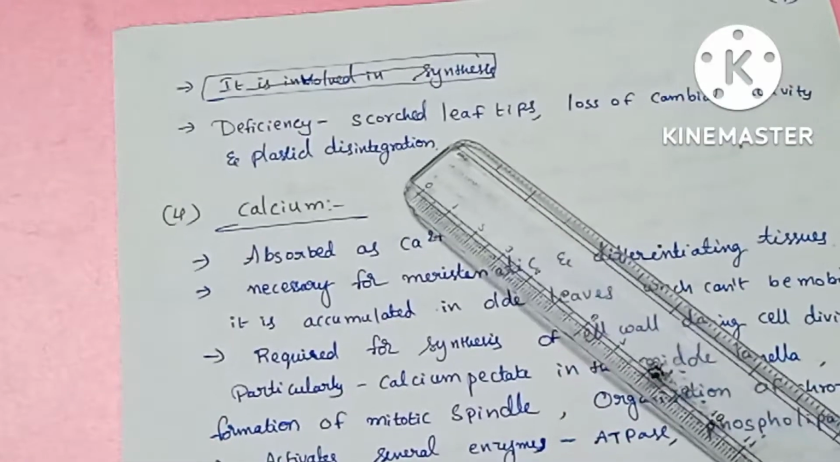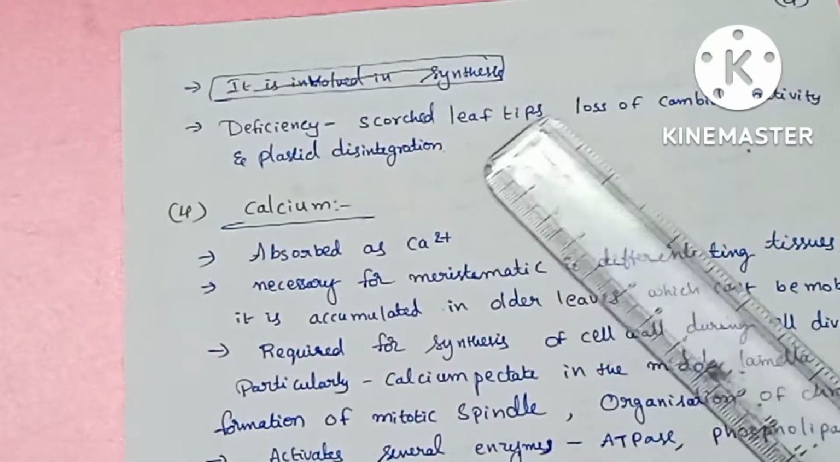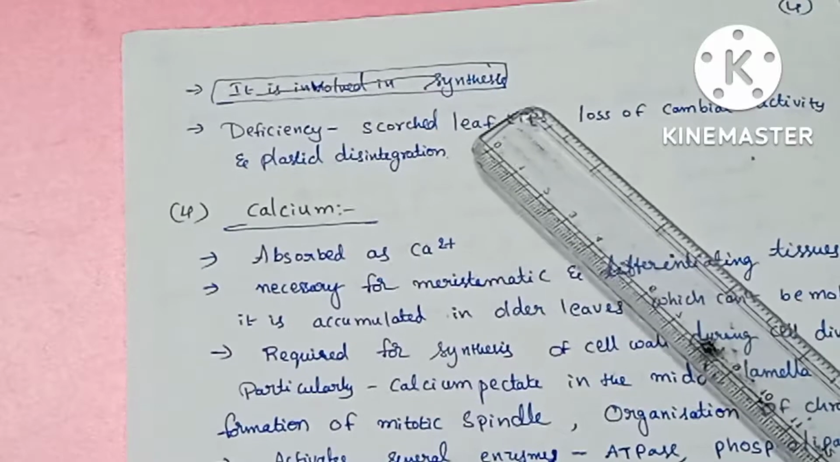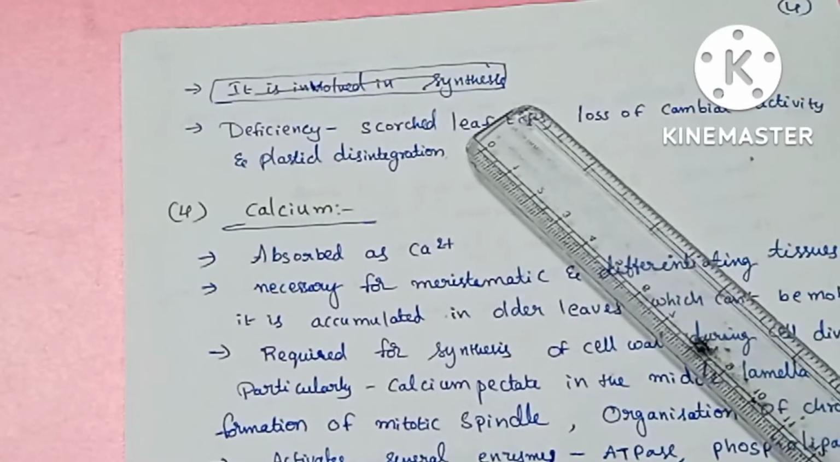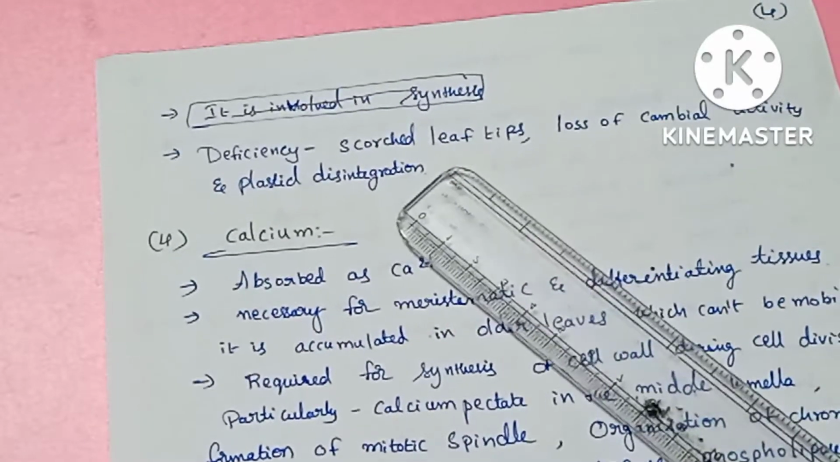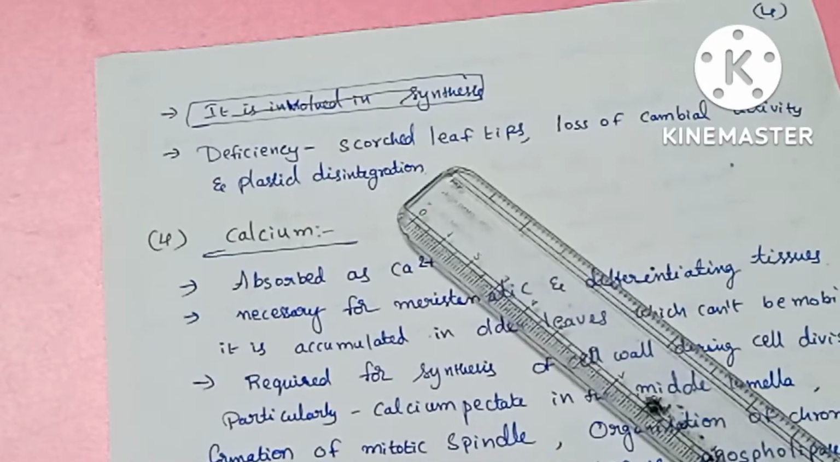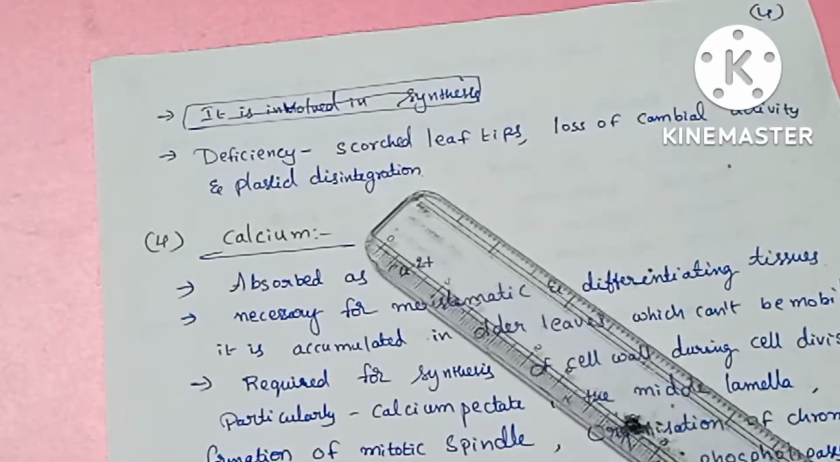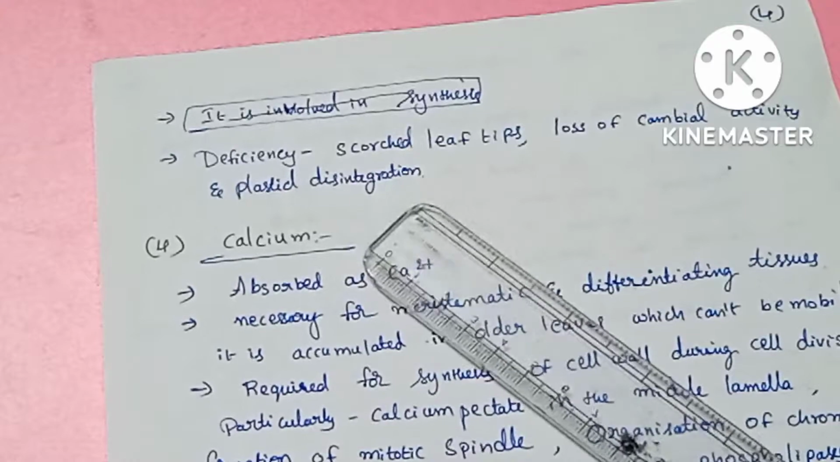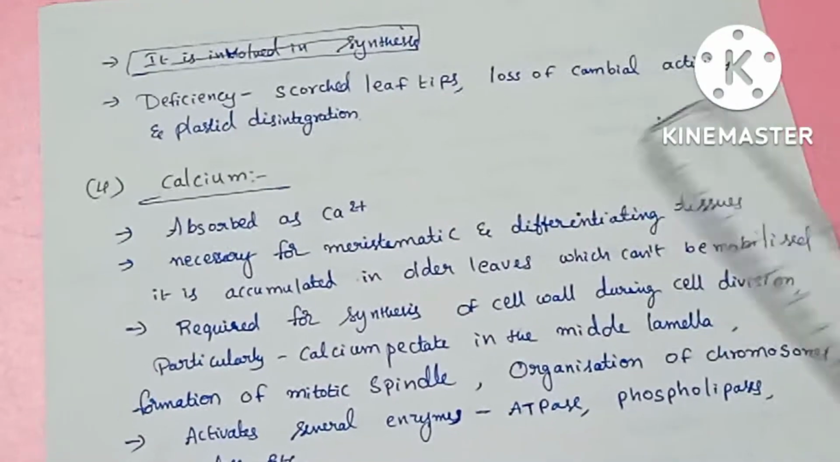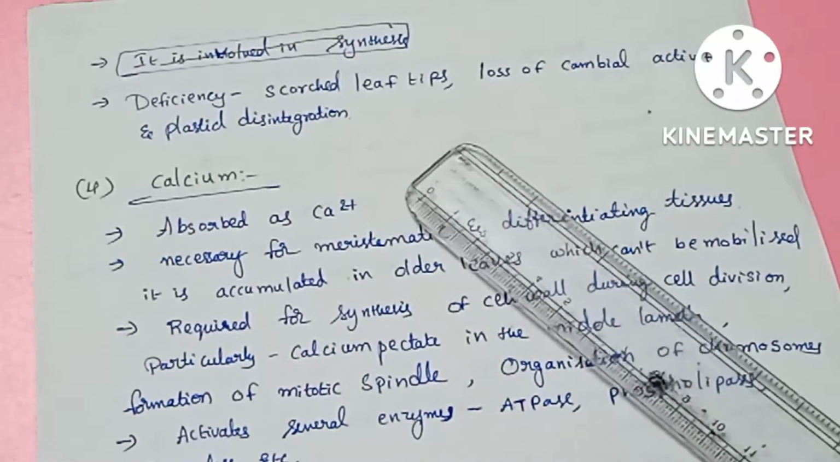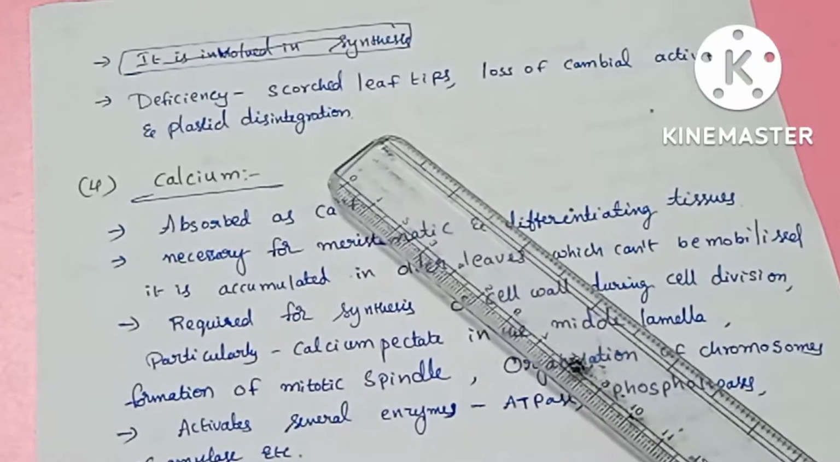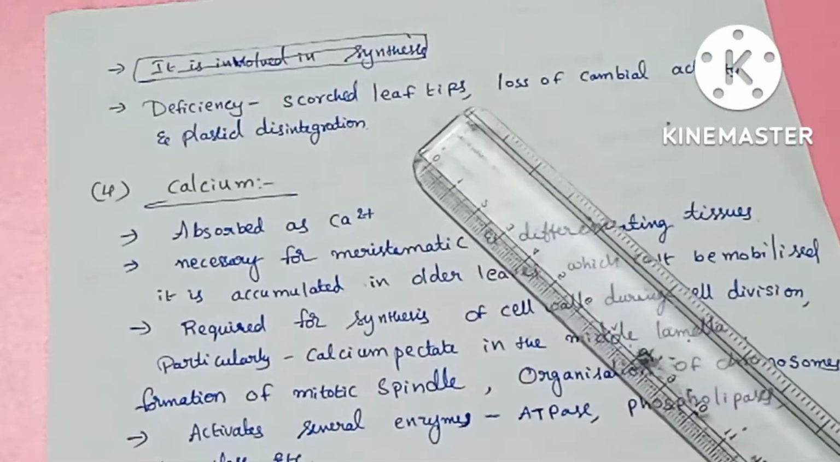The deficiency of potassium causes scorched leaf tips. Here scorched leaf tips means a burnt or dried form. The leaves will appear burnt or dried, with the tips of the leaves in a burnt form. The loss of cambial activity and plastid disintegration are also symptoms of potassium deficiency.